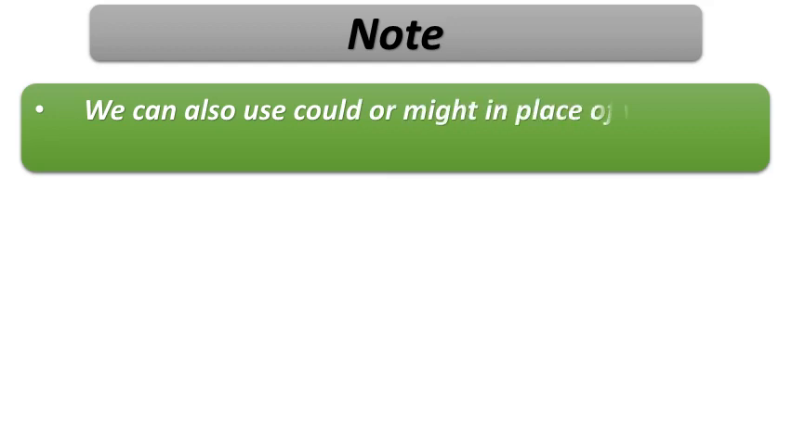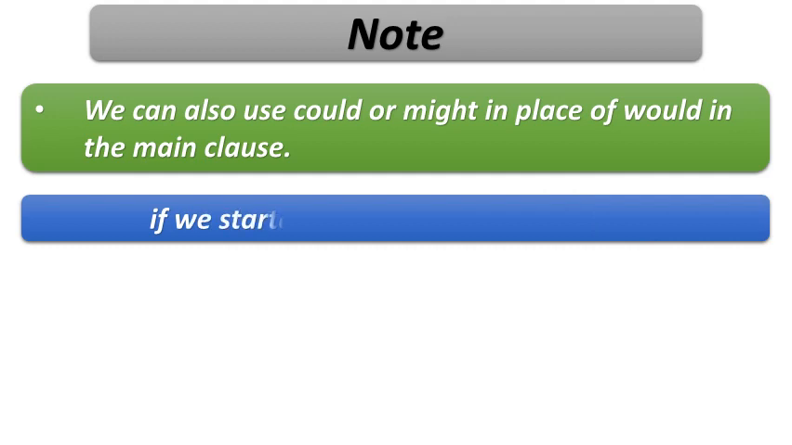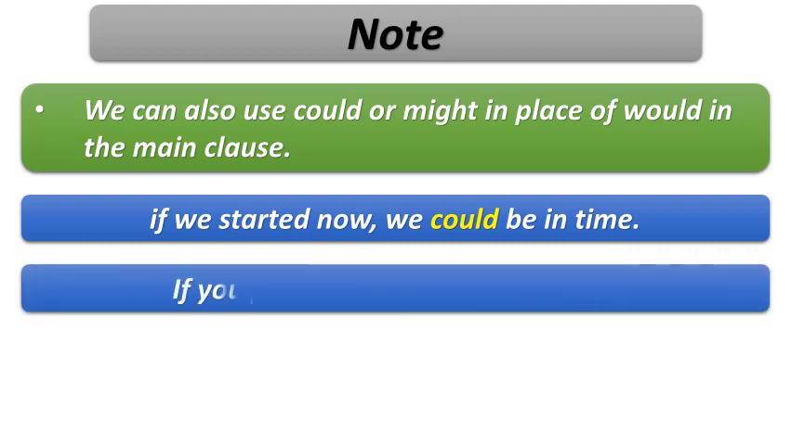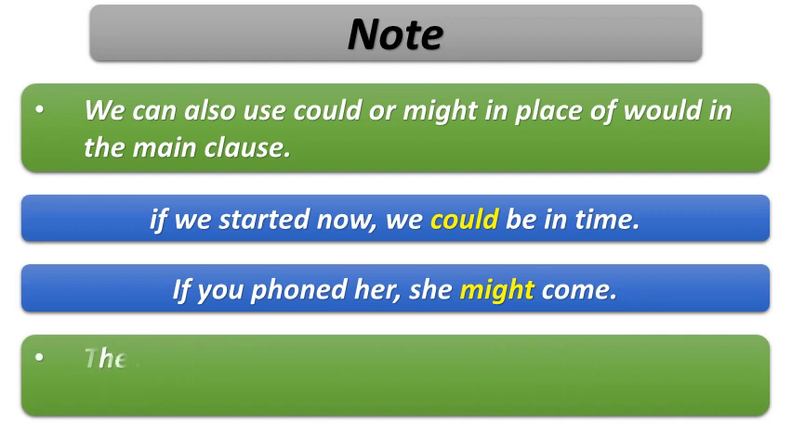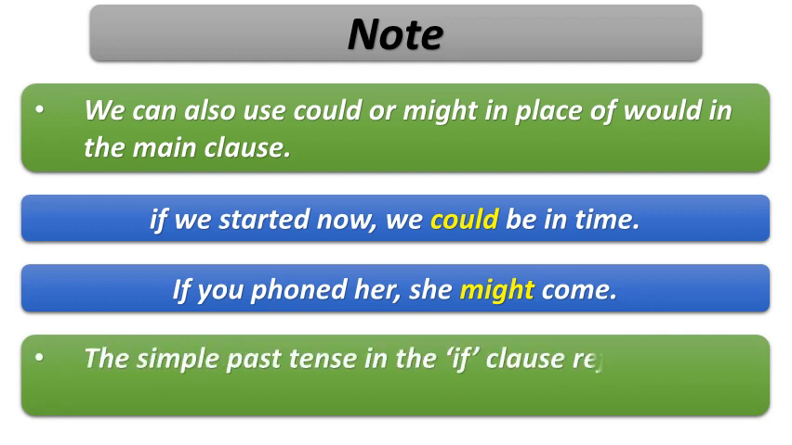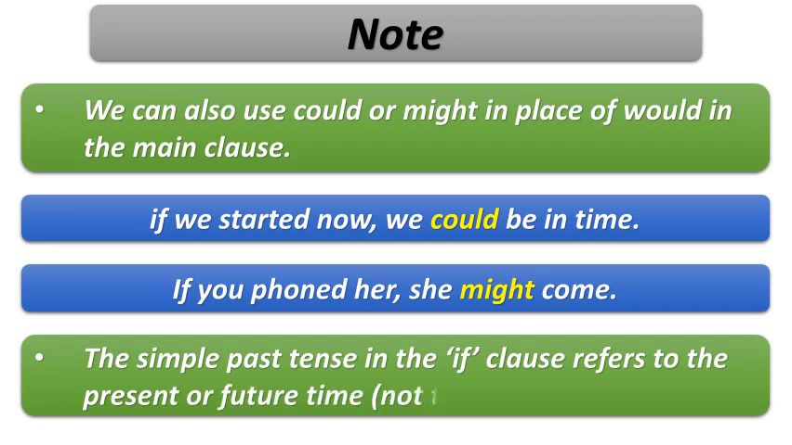Note, or we can say, remember one thing, we can also use could or might in place of would in the main clause of type 2 conditional sentences. To clarify it, let's see the example. If we started now, we could be in time. If you phoned her, she might come. The simple past tense in the if clause refers to the present or future time, not the past time in the type 2 conditional sentences.